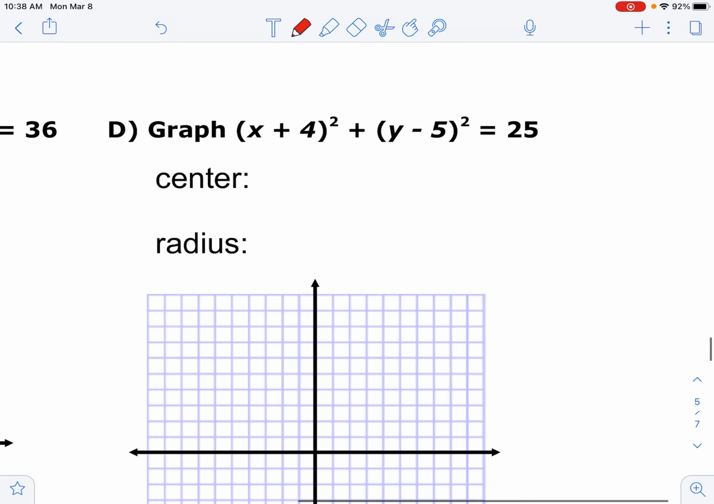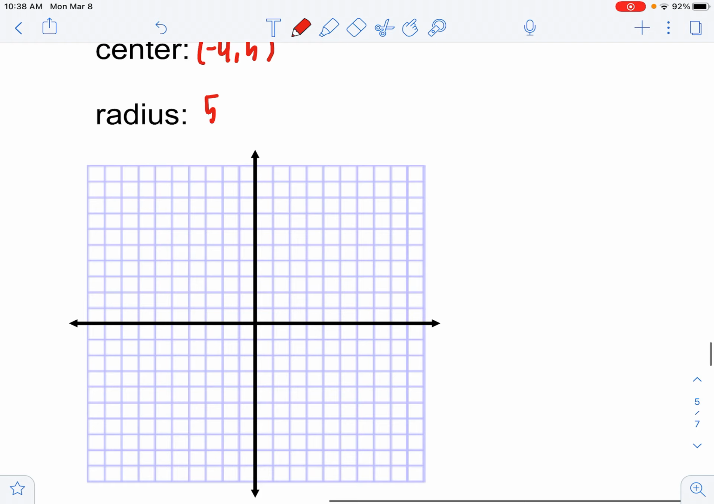All right, last one, my center (negative 4, positive 5), square root of 25 is 5. So (negative 4, positive 5), and then up 5, down 5, right 5, and left 5. And then you can connect those like so. Notice I'm pretty quick with getting the points, even though the x and y axis aren't labeled, because I know they're 10 by 10s. So if I was up 5 and then I had to go down 5 and up 5, I know I had to go to the 10 and then down to 0, right?